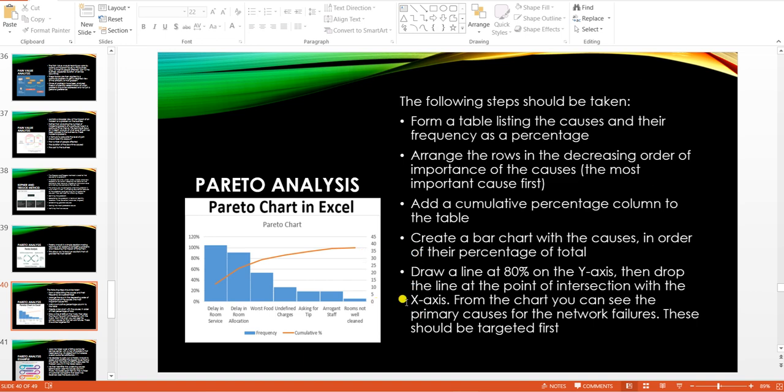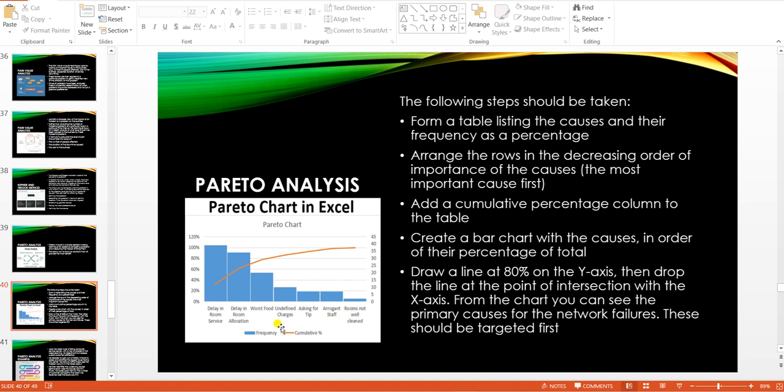So from the table, these steps show how you should complete the Pareto analysis chart. It's a bar graph table that you need to populate. In this instance, from a table listing the causes and their frequency as percentages, as you can see in the image that I've extracted. It consists of percentages as frequency, and lists the causes within the table. So as you can see, we have a delay in room services, delay in room allocation, waste food, unidentified charges, asking for tips, and so forth.